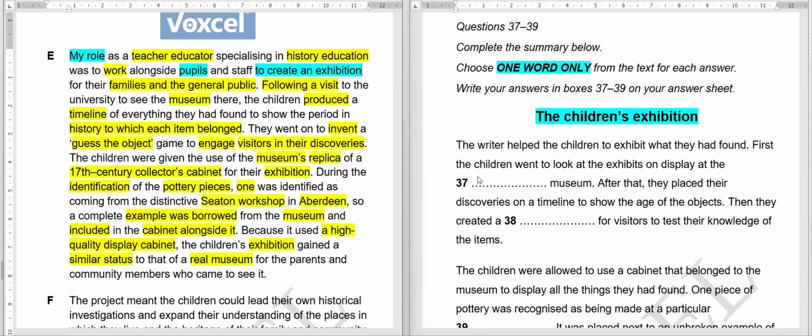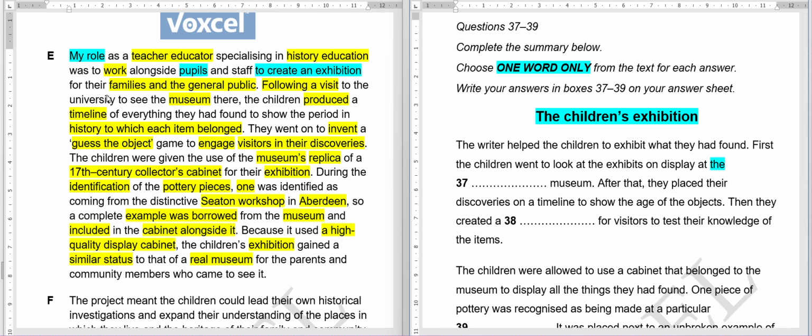First, the children went to look at the exhibits on display at the Dash Museum. Okay, so the question is saying that first, meaning in the beginning or to start with, children went to look at the exhibits, the evidences or something on display at the Dash Museum. So the refers to an article and it always comes before a noun. So it should be some kind of noun before the Dash Museum.